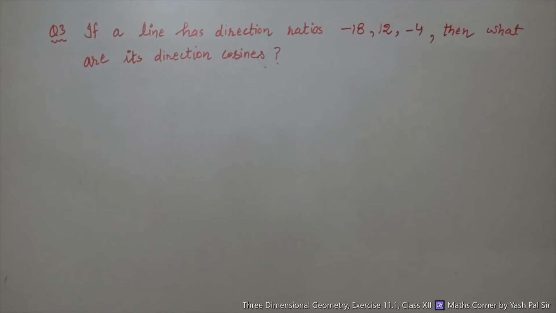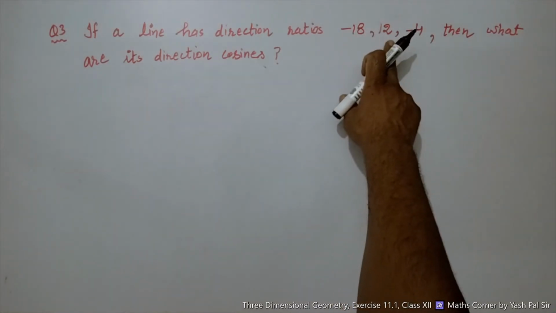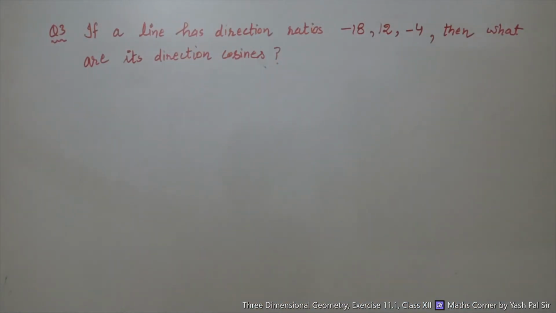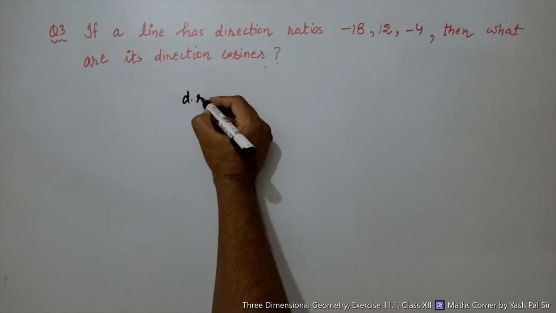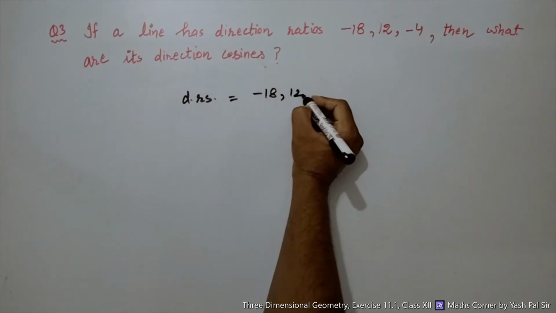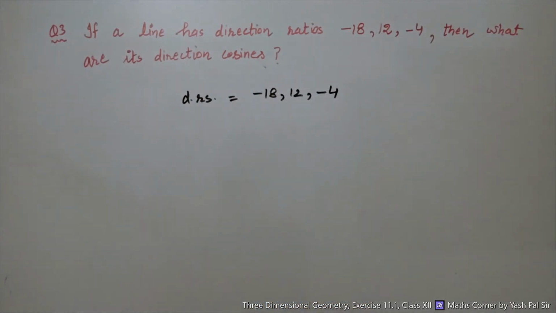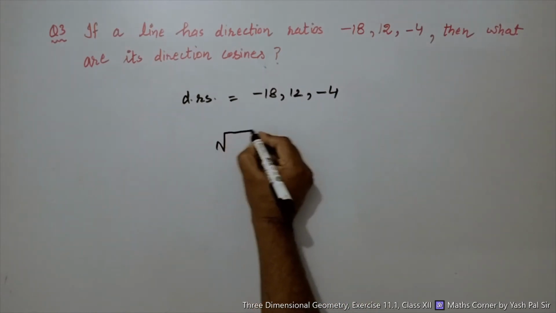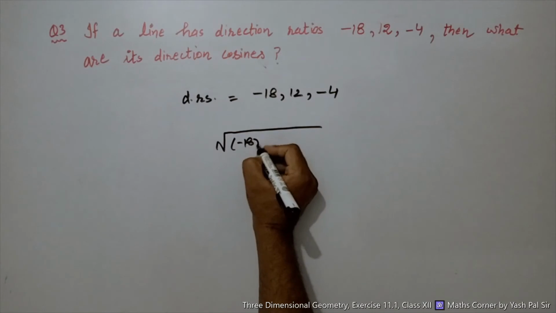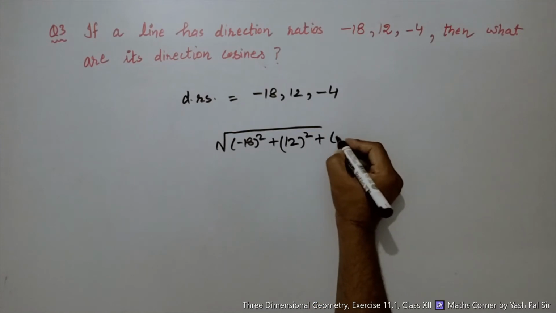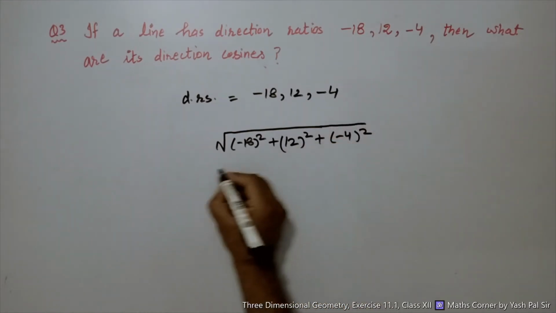Question number 3. If a line has direction ratios -18, 12, -4, then what are its direction cosines? So, direction ratios are equal to -18, 12, -4. Right? Now what do we do? We find (-18) whole square plus 12 whole square plus (-4) whole square.